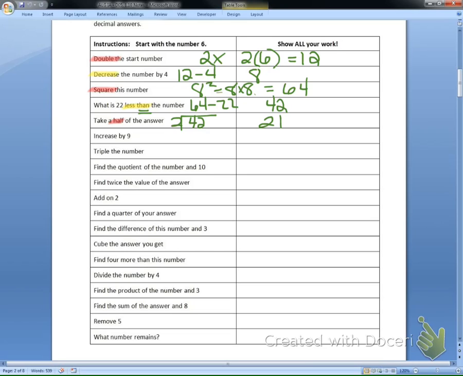In the next line, what's the key word? See the word increase? Increase means to add. So it wants you to add 9 to the original 21. So 21 plus 9 is 30.